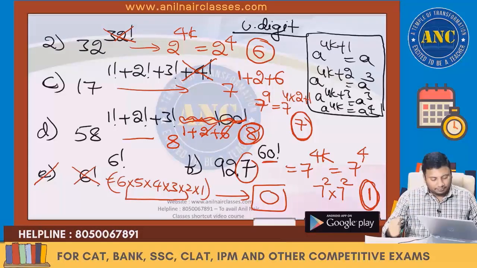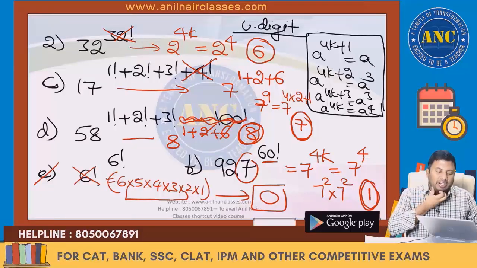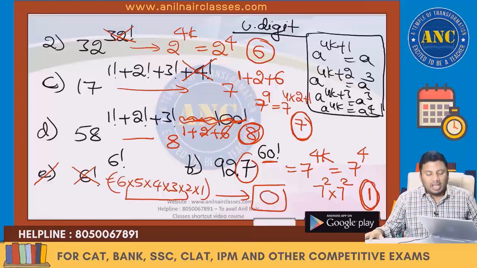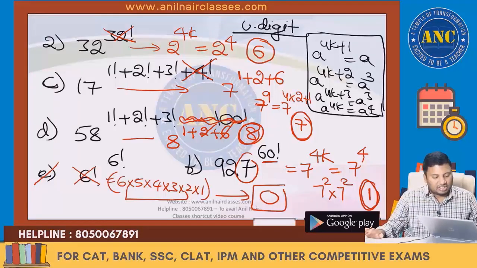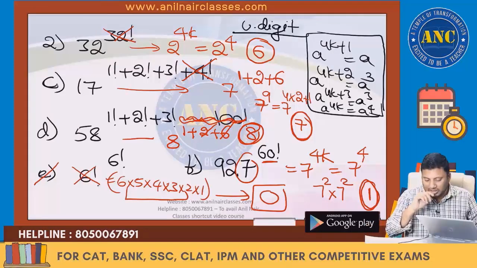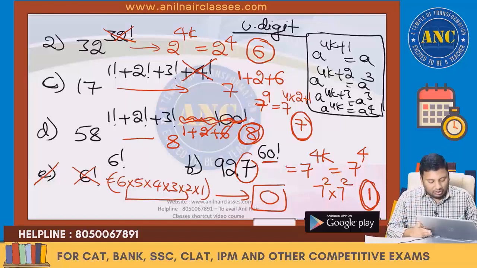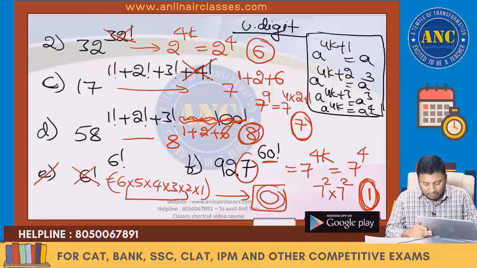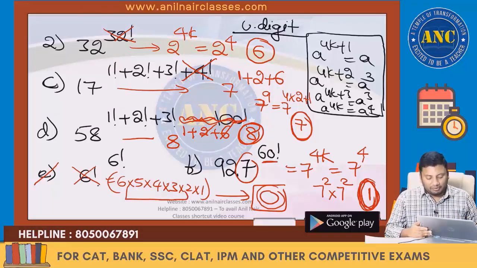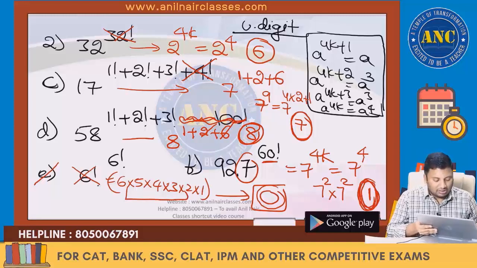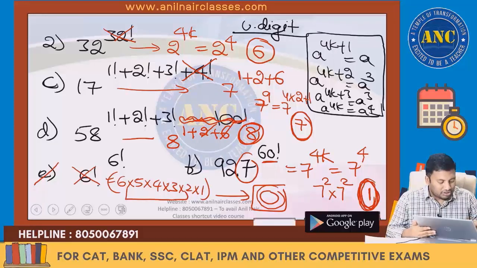Please write down. From 4 factorial onwards, it is divisible by 4. 32 factorial contains 4, a power 4k. 2 power 4 is 16. From 4 factorial onwards, divisible by 4. 1 plus 2 plus 6, which is 7. 8 power 1. 6 factorial, unit digit is 0. 7 power any number, if the power is a multiple of 4, 7 power 4k, 7 power 4, answer is 1. G. Write down question number G.